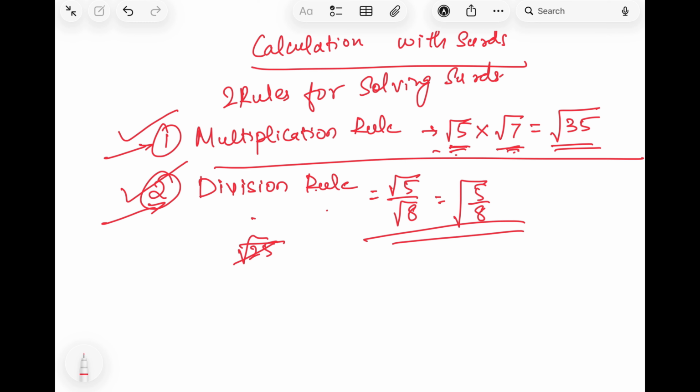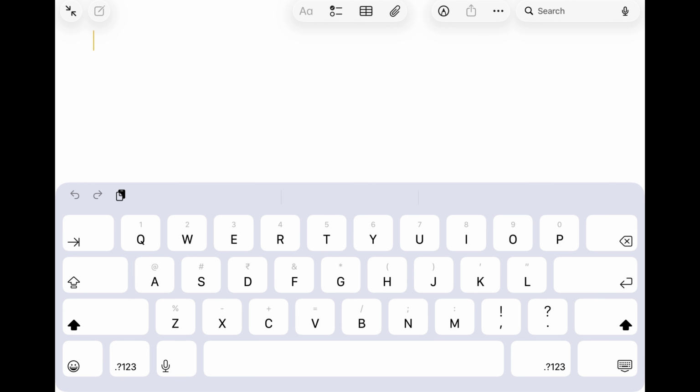Now generally after these rules, these rules are actually used to simplify the surds. We simplify surds based on these rules only. So how do we actually simplify surds? Let's take up some examples so we'll understand how we actually simplify the surds.